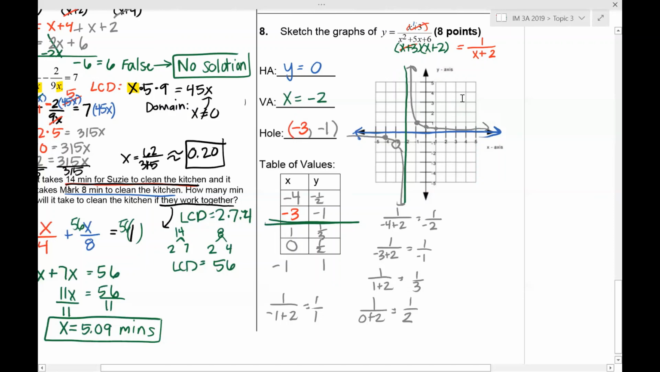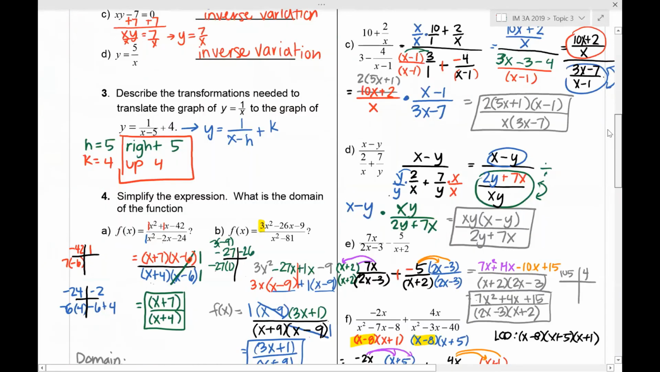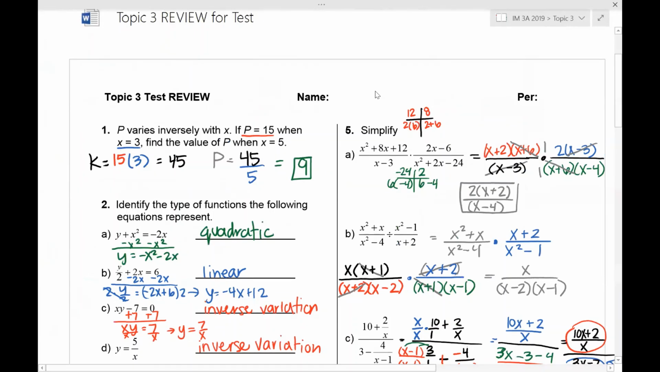Remember that if it reduces, you then have a hole at the value that would make that denominator and numerator 0. So a hole occurs when the numerator and denominator are 0. Since -3 would make the numerator and denominator 0, that's the location of the hole. So that's all for the review for this test. Make sure that you're studying each of those problems and understand them for the test on Friday.